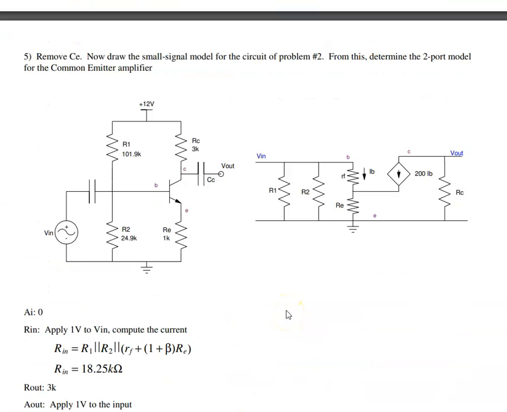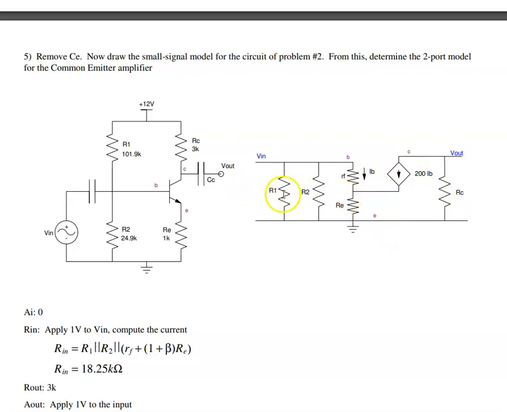On problems 5 and 6, it's do the same thing, but take out the capacitor across the emitter. When you take out the capacitor, what happens is that looking in, going base to emitter, the emitter is no longer tied to ground. It's now through RE. So the base resistance, RF, goes to the emitter. Emitter goes to collector through beta IB through RC. Now find the two-port model.